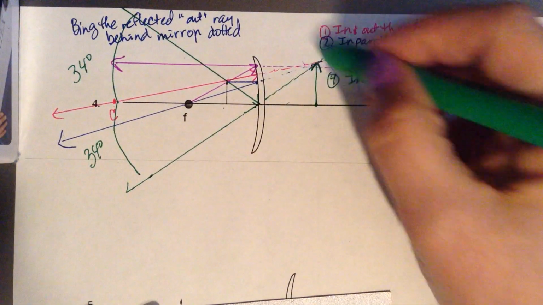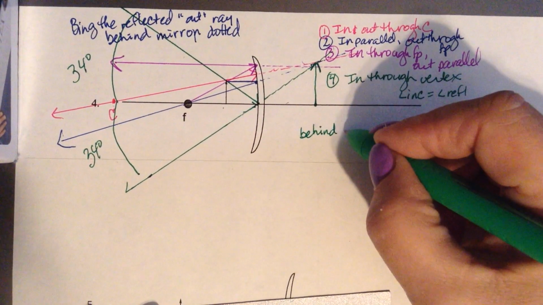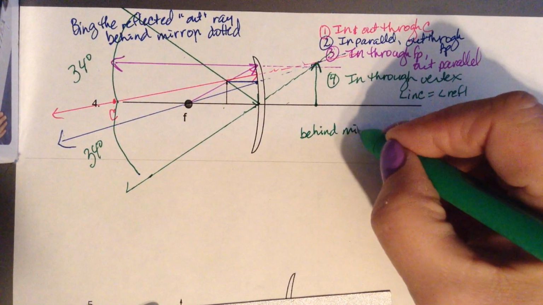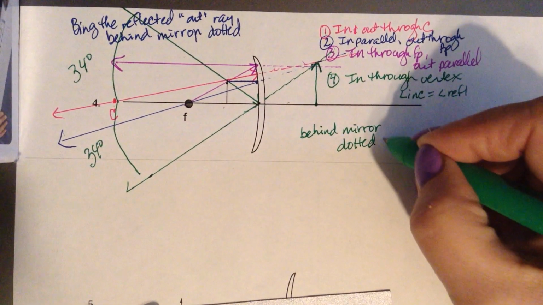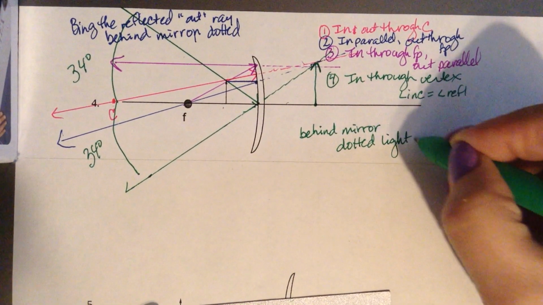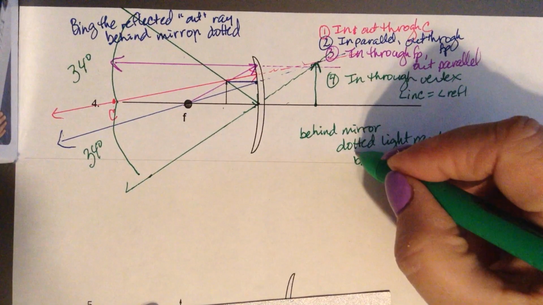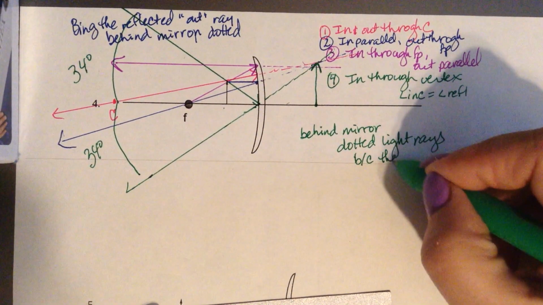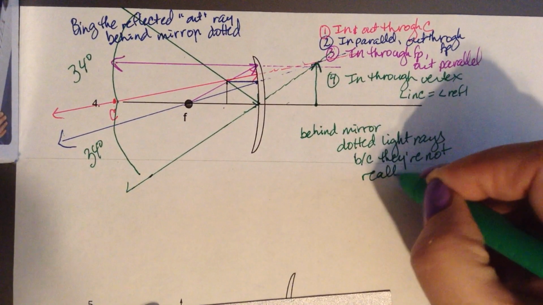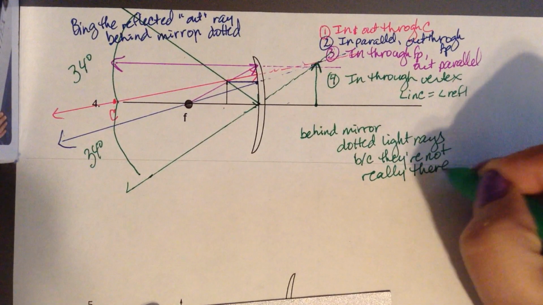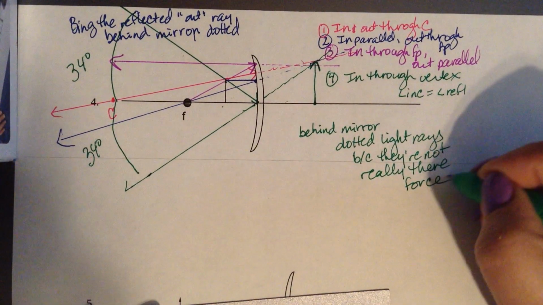So everything behind the mirror is dotted because it's not really there. You had to force it to be there. Those are going to be dotted light rays, because they're not really there. You had to force it. Remember, you had to force it because they wouldn't meet up. It's forced.